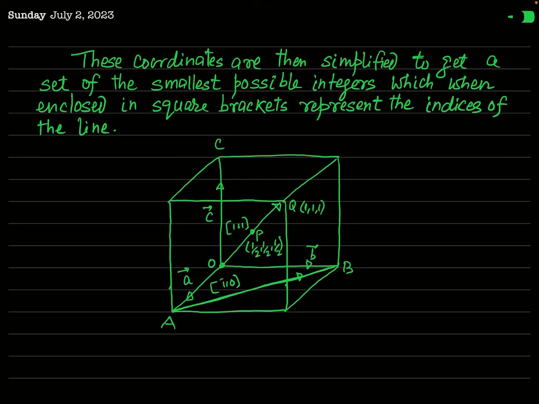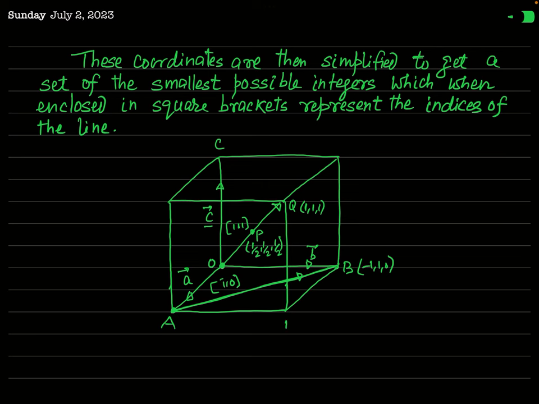Actually, for this, we will simply shift the origin from the point O to A. So the origin will be shifted to A. And then we will determine the coordinates of this point B. When you shift the origin to this point A, the coordinates of this point B will be minus 1, 1 and 0, because as you can see, this is lying in the XY plane. So the Z axis, that is the axis along this vector C, will be perpendicular to this.